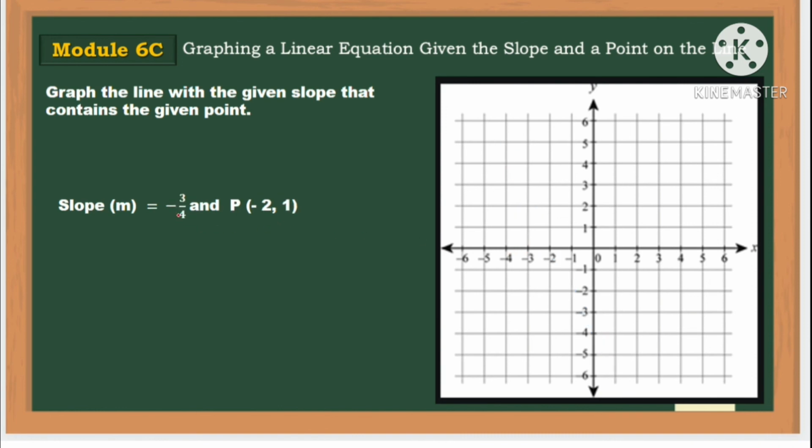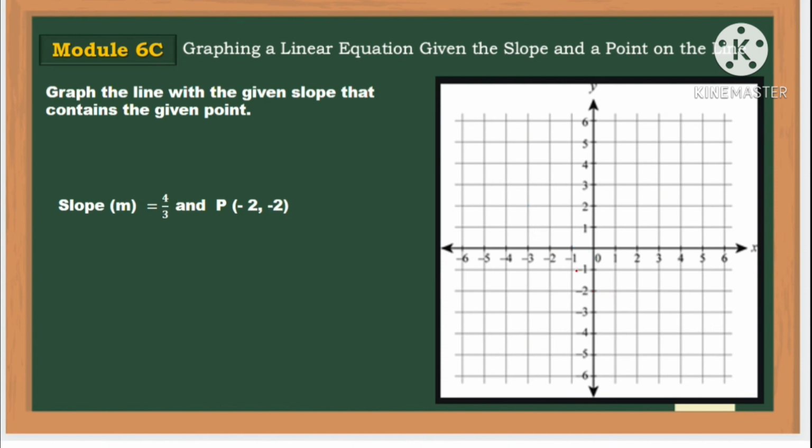So next we have negative 3 over 4 for the slope, and the point is negative 2, 1. So we have here the negative 2, then this is 1. Now, the rise over run is 3 since it is negative, so we just move downward 3 times. 1, 2, 3. Then the run is 4 since this is negative, so we move toward this side. 4 times. So 1, 2, 3, 4. So the point is here. Then draw a line.